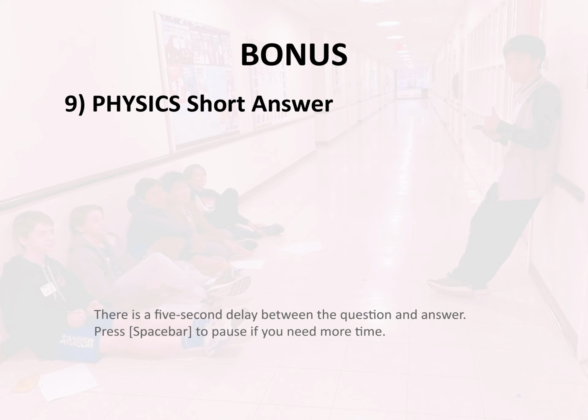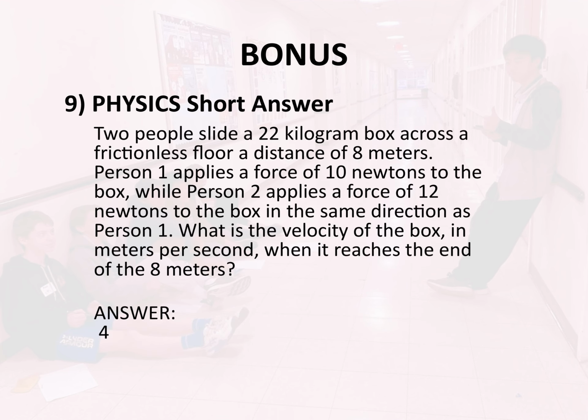Bonus 9. Physics. Short answer: two people slide a 22-kilogram box across a frictionless floor a distance of 8 meters. Person 1 applies a force of 10 newtons to the box, while person 2 applies a force of 12 newtons to the box in the same direction as person 1. What is the velocity of the box, in meters per second, when it reaches the end of the 8 meters? Answer: 4.